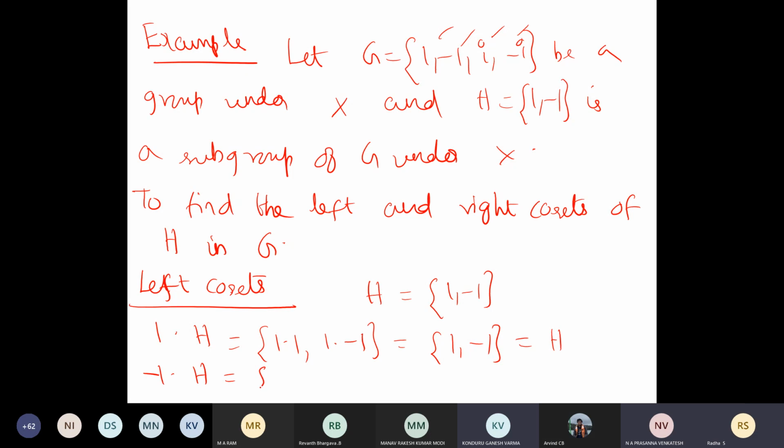So minus 1 into H. The same way, can you do it? Minus 1 into 1, minus 1 into minus 1. So minus 1 comma 1. Same thing. It is also again H.